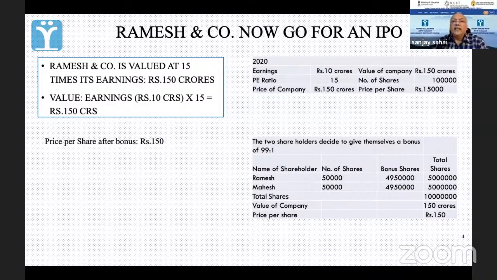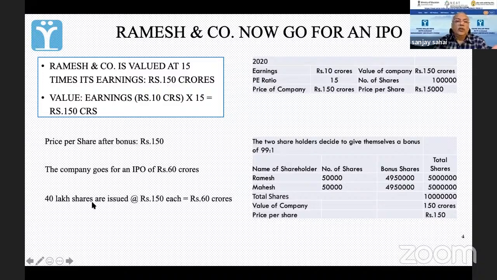And when people buy this 150, if it goes successfully, then all this money will flow into the company, and the actual net worth will also increase because of that. Now see, the company wants to go for an IPO of 60 crores. So what they will do is, they will issue 40 lakh shares at the rate of 150 each.